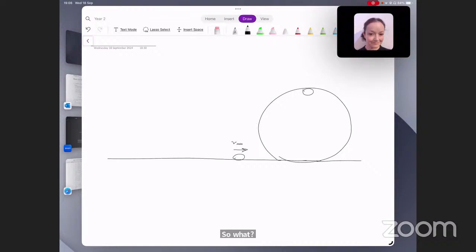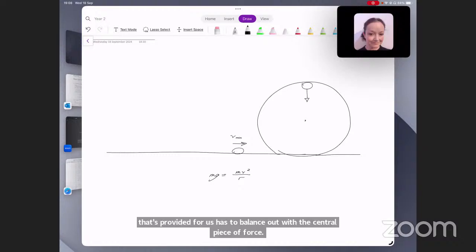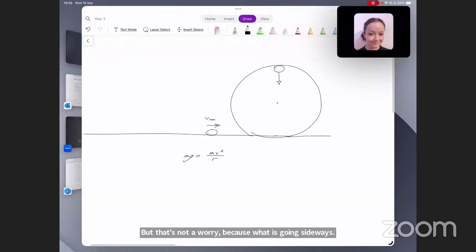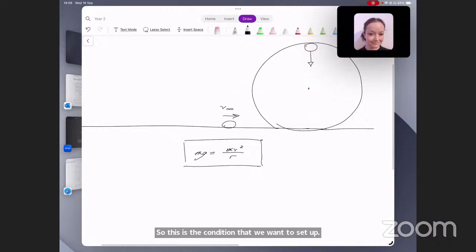Going back to the circular motion idea, there's a resultant force acting towards the center. To make it around the loop, the weight force downwards is the force providing the centripetal force, so it has to balance out with the centripetal force. The normal contact force would be 0 at the top, but that's not a worry because it's still going sideways. So this is the condition we're set at. The two m's should cancel, so you rearrange this equation to get V min.